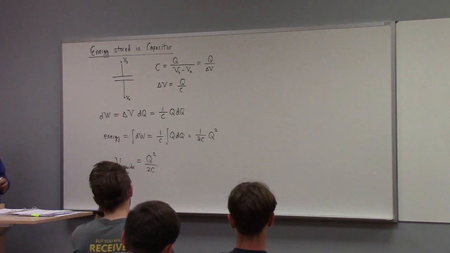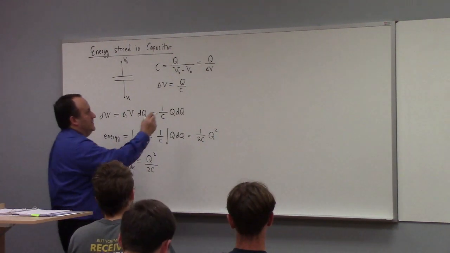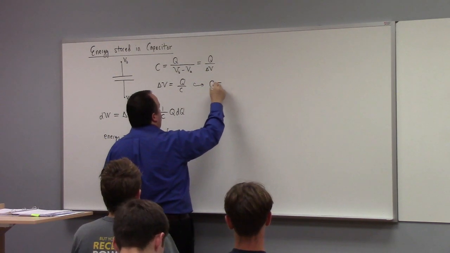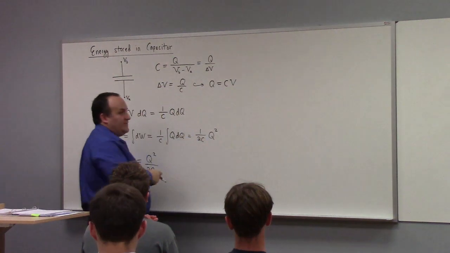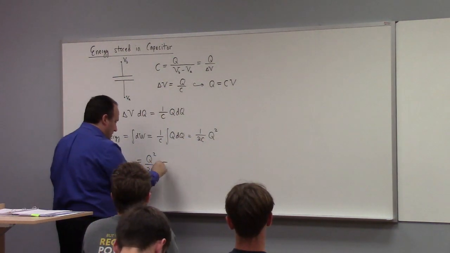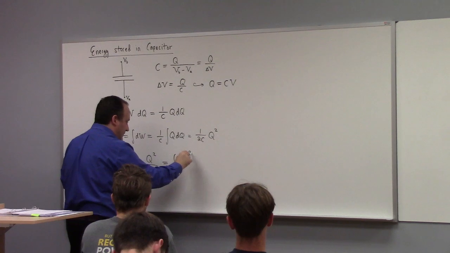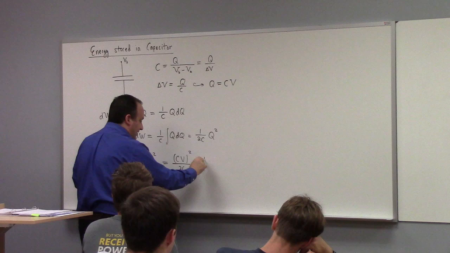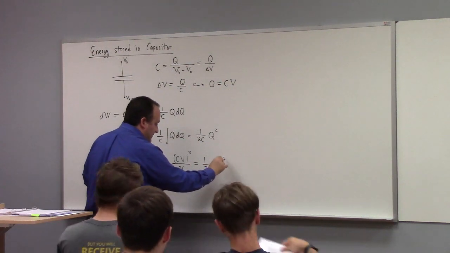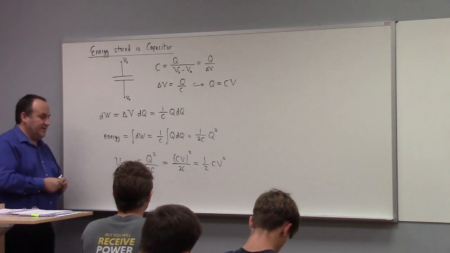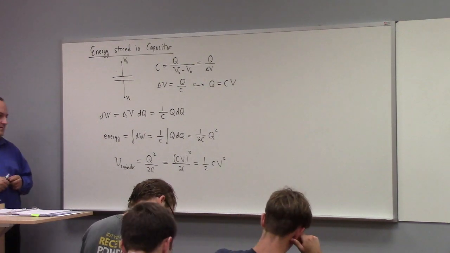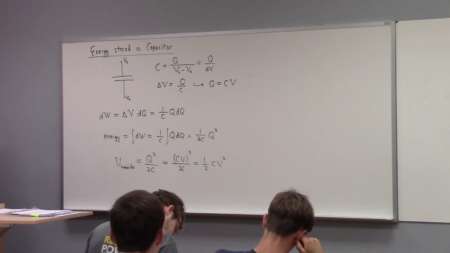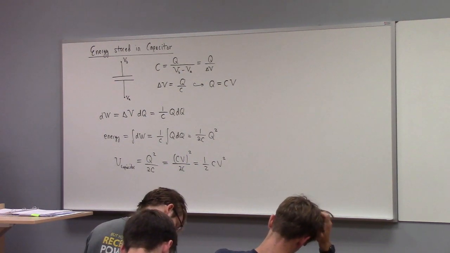Now, of course, we can also write that, if we just drop the change in voltage and say Q is equal to CV, as is often the case, then this becomes CV squared over 2C, also known as 1/2 CV squared. There's another popular formula for the energy in a capacitor. Anything else you guys think of here? So that's the formula with Q, and the formula with just V.